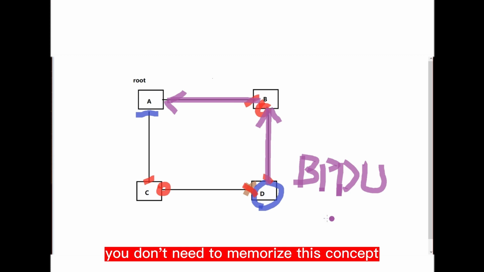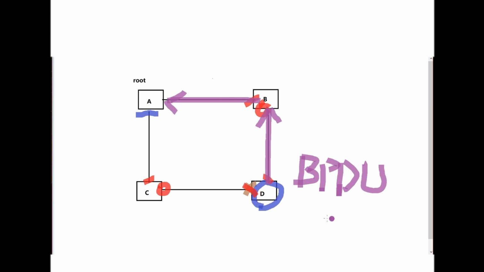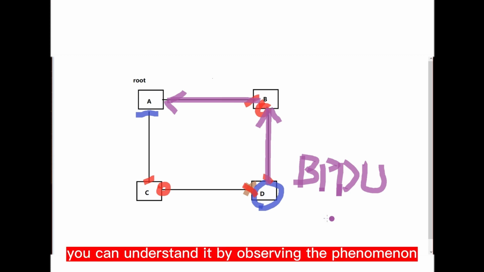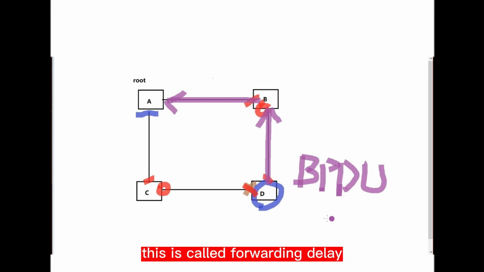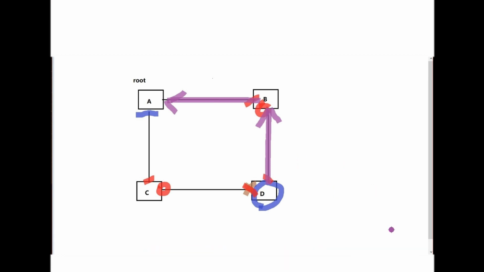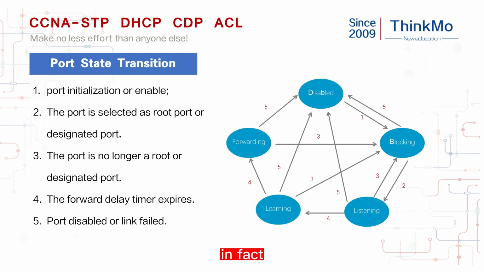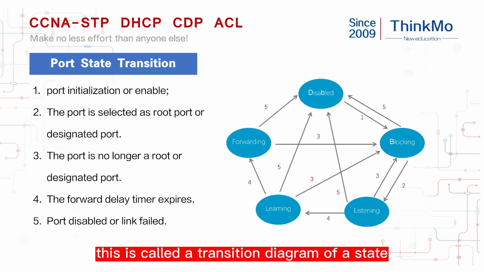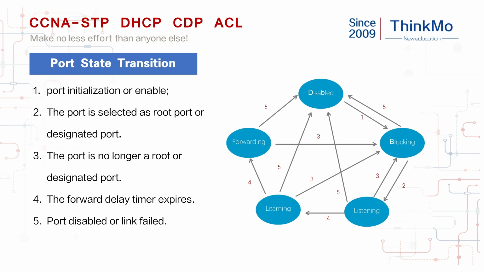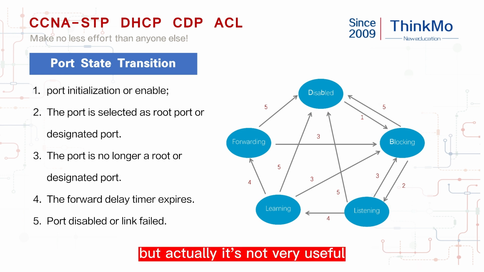So actually, BPDU messages are always sent from the designated port. You don't need to memorize this concept. You can understand it by observing the phenomenon. This is called forwarding delay, also called timeout. Let's take a look at the contents of the courseware. In fact, this is called a transition diagram of a state. But actually it's not very useful.